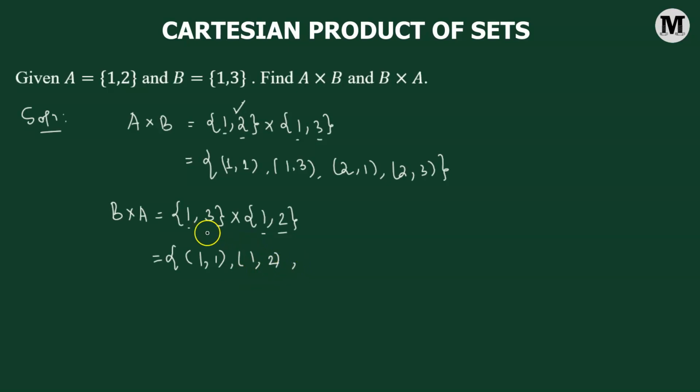Okay, next we'll take the second element, which is 3, and form an ordered pair with each of the two elements of the second set A. So we're going to get (3, 1), and we're going to get (3, 2). Fine. Okay, so this is how we can obtain the Cartesian product of set A and B and the Cartesian product of set B and A.